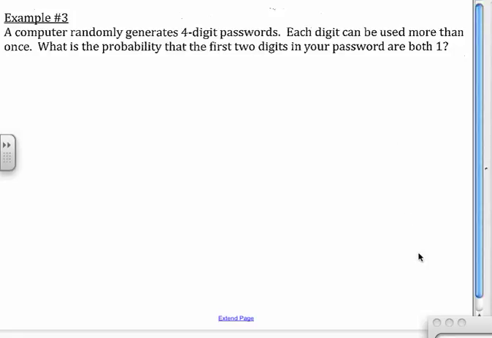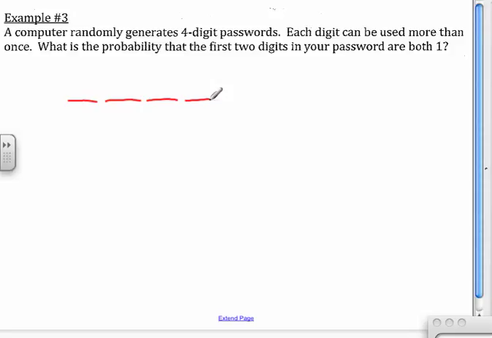Okay, guys, in example number 3, it says a computer randomly generates 4-digit passwords. So the password is 4 digits long. Now it says each digit can be used more than once. What is the probability that the first 2 digits in your password are both 1?